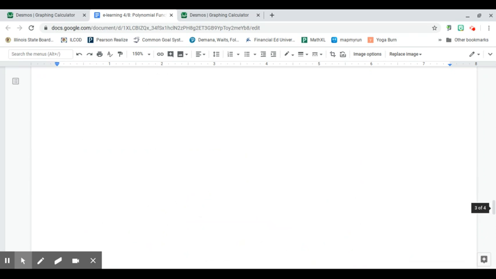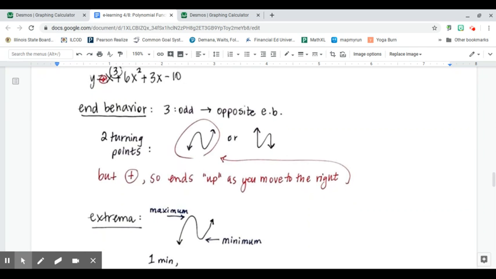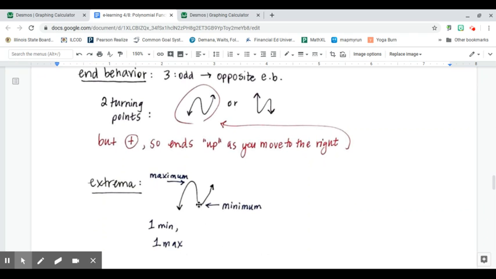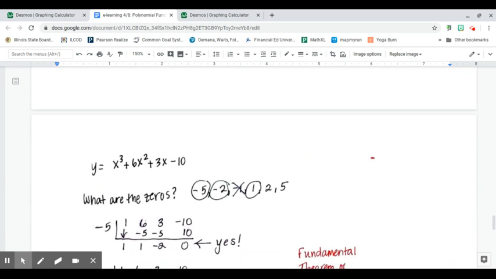So to review, we've decided that this polynomial is going to end on a positive note because of the positive leading coefficient. And the other end is going to be doing the opposite, or going down toward negative infinity. We also know that it's going to have 1 maximum point and 1 minimum point, and x-intercepts at, what did we decide? Negative 5, negative 2, and 1.